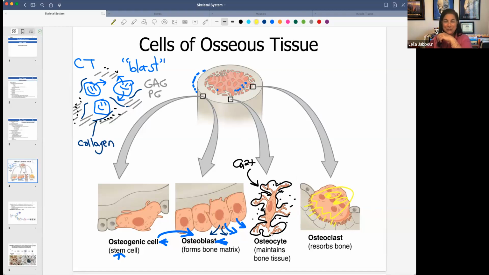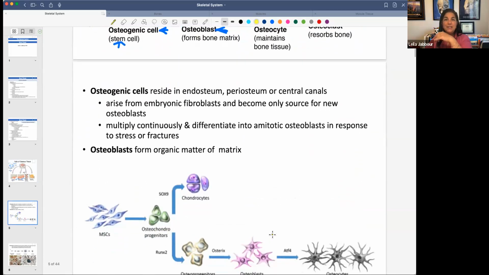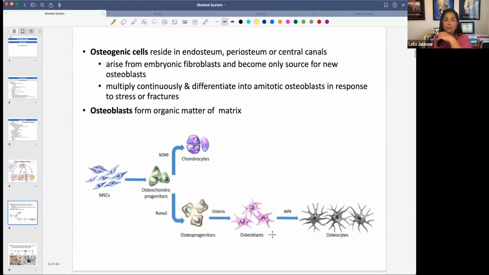This was really just an introduction to the two main types of cells, the osteocytes and the osteoclasts. And the osteocytes come from osteoblasts. These osteogenic cells that give rise to osteoblasts, as I said earlier, reside in the endosteum, periosteum, and the central canals of osteons.